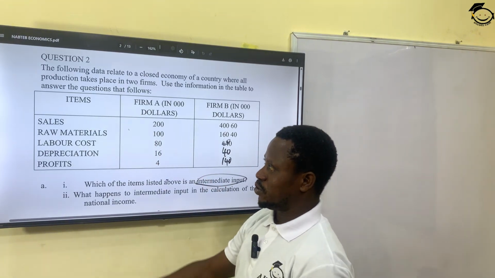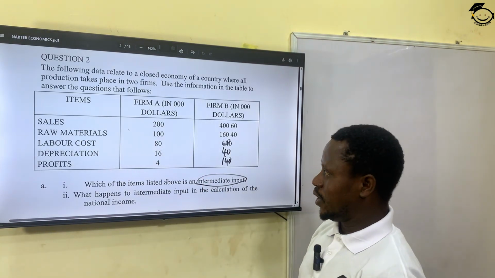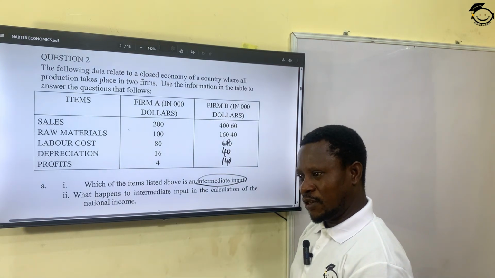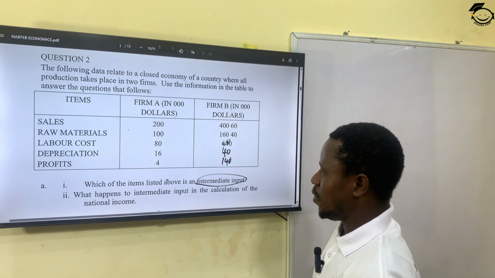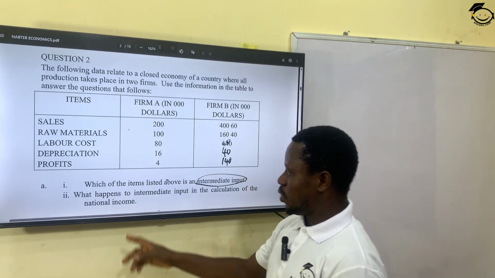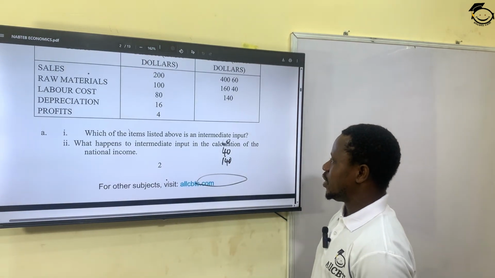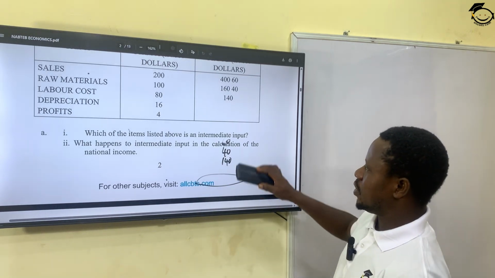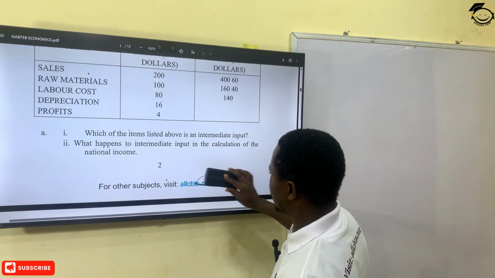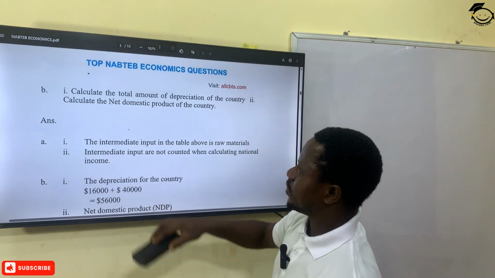Among all these, which of the items is intermediate? The input that is still in the process of transformation, changing. Okay? I'm sure you should know the answer should be raw materials. But let's go on. What happens to intermediate input in the calculation of the national income? So let's see what we have here as we move to the answers.